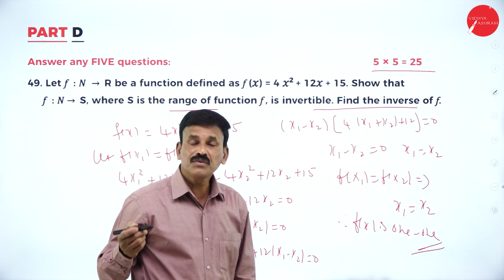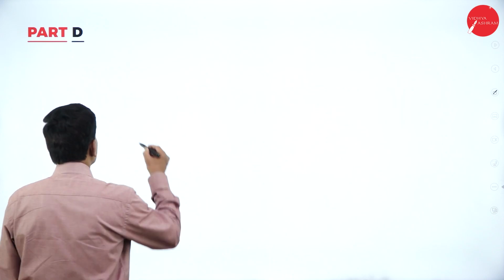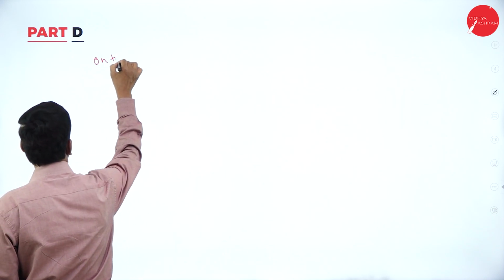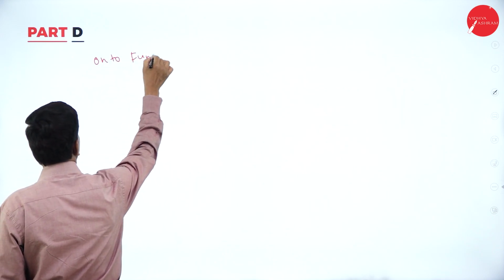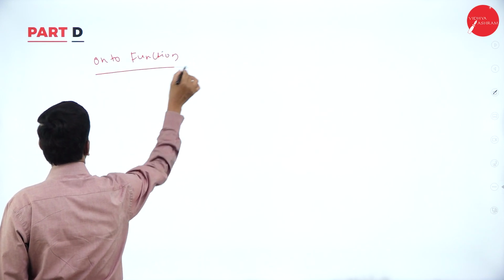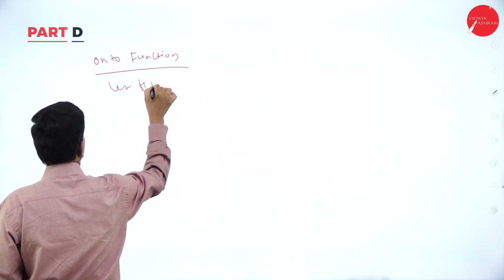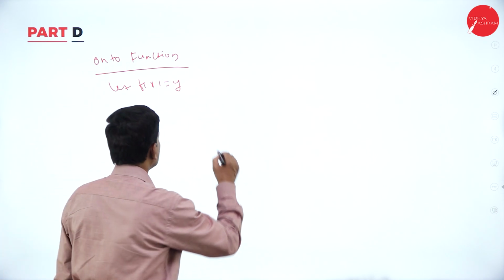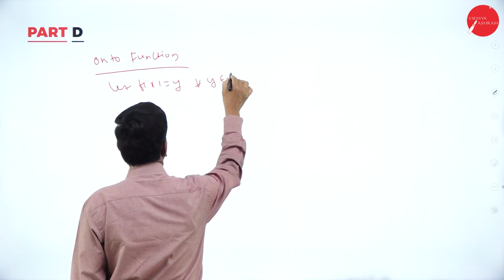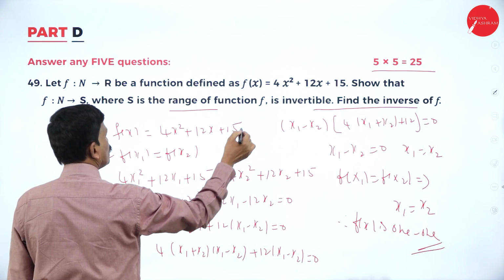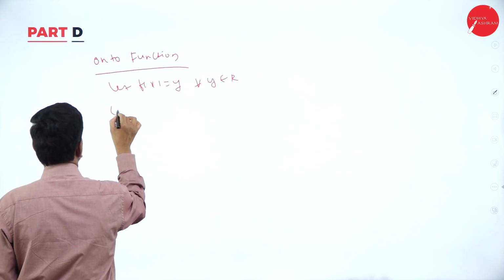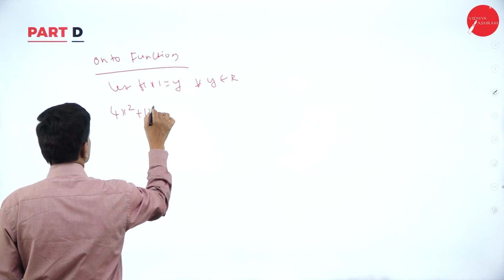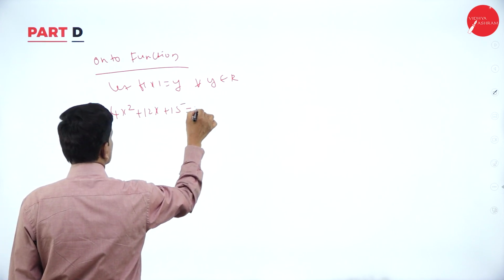Okay. Now, to verify onto function, let f of x is equal to y. Let f of x is equal to y for all y belongs to R. Now, what is f of x? f of x is nothing but 4x square plus 12x plus 15 is equal to y.